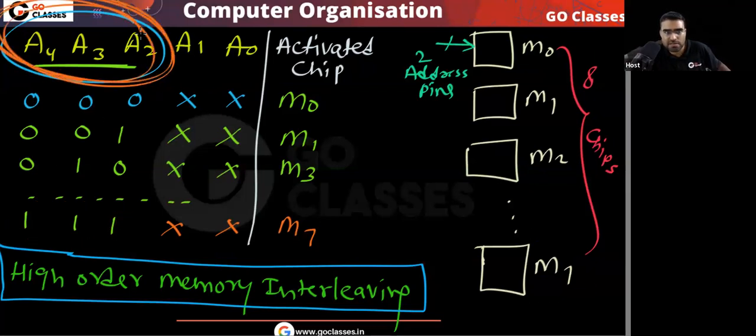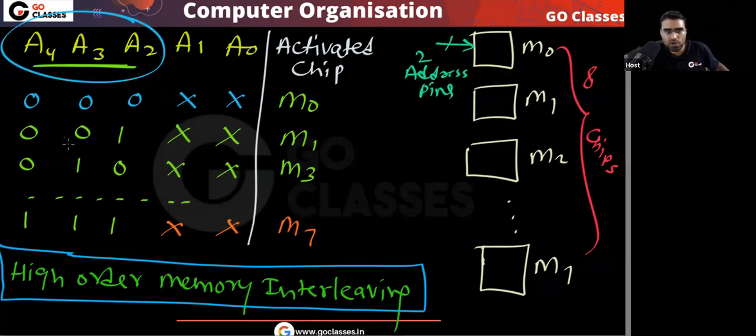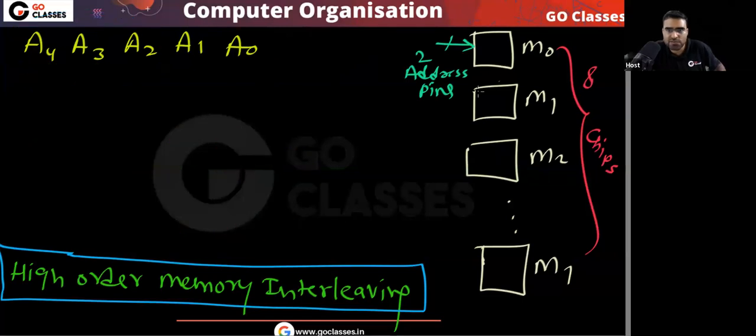In this address, if these high order bits are 0, 0, 1, then this memory chip will be activated, and you will access this memory chip. Very simple. So this is the complete idea. I hope you understood. Is this clear? Please let me know. So tell me, which addresses will map to M0? Now I want the addresses which will map to M0. Tell me.